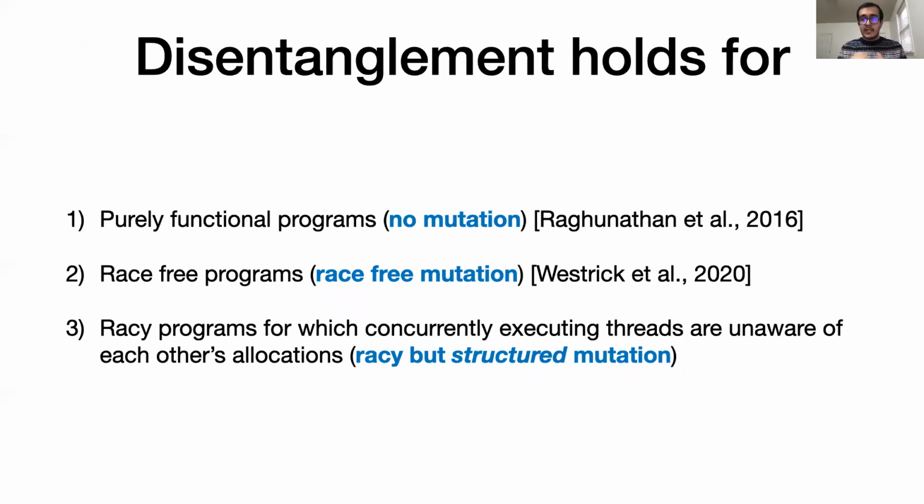Actually, disentanglement is very general. It holds for programs that use no mutation, that are pure. It holds for programs that use mutation but do so in a race-free way. And it even holds for programs that use mutation in a racy way, but are structured in the sense that concurrently executing threads are unaware of each other's allocations. Okay, so why am I telling you about disentanglement? This is to say that even though our bounds only work for race-free programs, our techniques are applicable more generally to all disentangled programs. And I'll show you how.